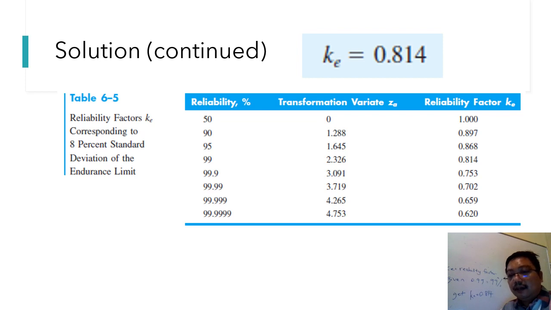Now we are going to get the reliability factor Ke. From the question, it is given that the reliability is 0.99, which is 99%. So Ke is here, the reliability factor from table 6.5. From this table 6.5, you get Ke equals 0.814.